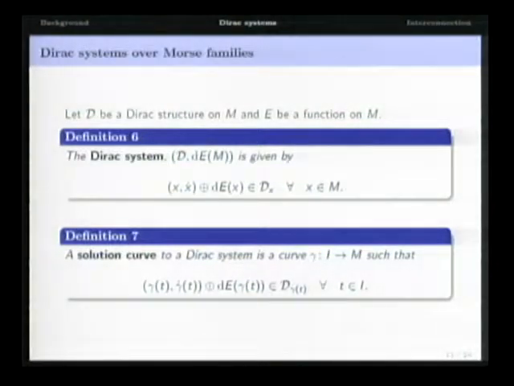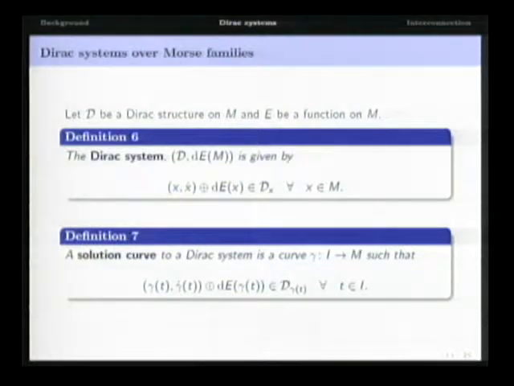So we have the part coming from the Lagrangian, and this is like living in the Hamiltonian framework. Then a solution curve to a Dirac system is a curve on M such that the derivative of this curve plus the differential of E evaluated at gamma is inside the Dirac structure along all this curve. That's the Dirac system, how the solutions to Dirac systems are defined.